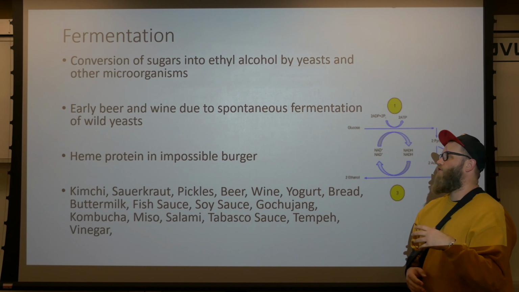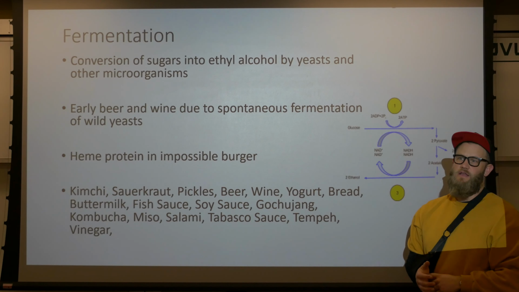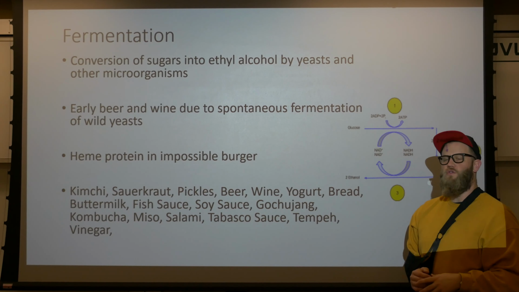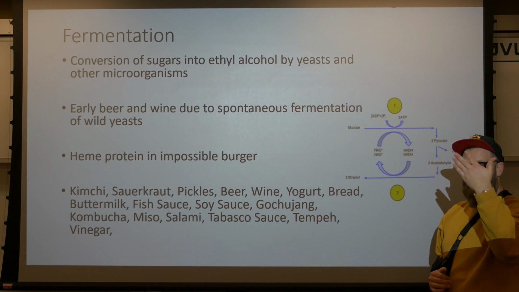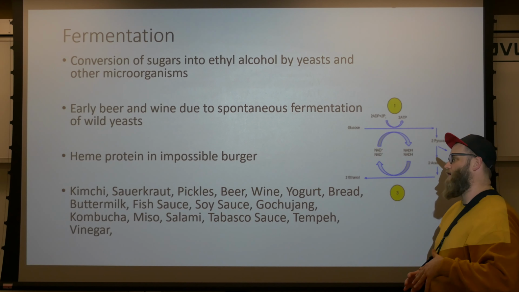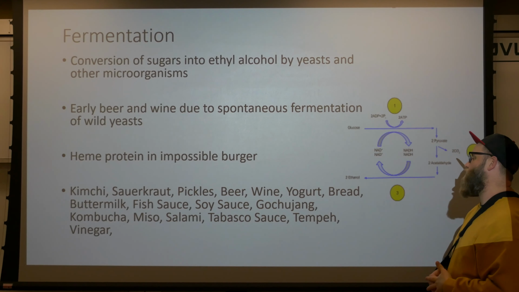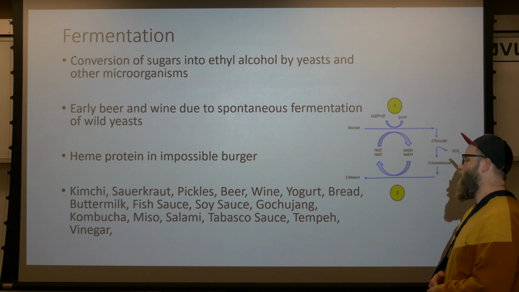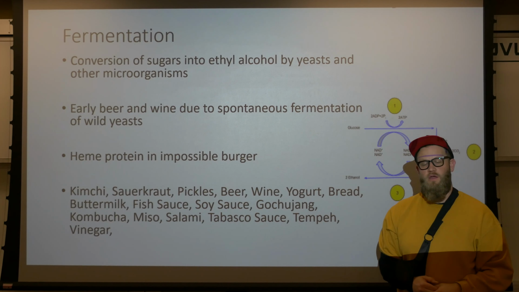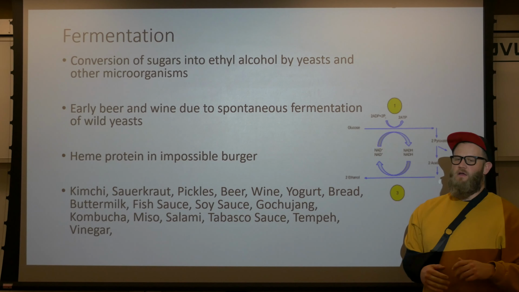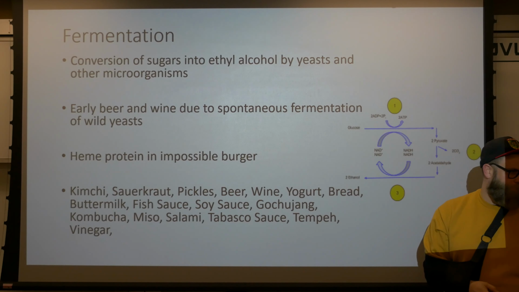Something interesting: through fermentation, the heme protein that makes the Impossible Burger bleed is produced through fermentation. And this is a short list, just off the top of my head, all the fermented foods I could think of. Kimchi, sauerkraut, pickles, beer, wine, yogurt, bread, buttermilk, fish sauce, soy sauce, gochujang, kombucha, miso, salami, Tabasco sauce, tempeh, vinegar. There's a comma, so I obviously wanted to keep going. I'm sure you could keep going. All of my favorite foods are right there.